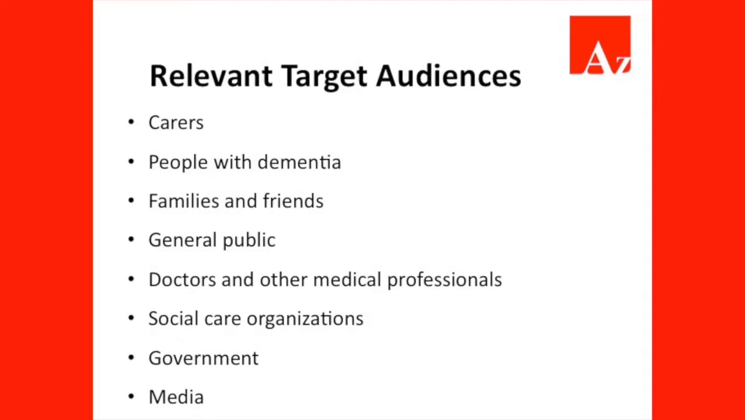So starting with identifying target audiences, there is a list of the possible target audiences that dementia associations can approach. Obviously are the people with dementia, the carers, families, friends, the general public, media, the government, other social care organizations, healthcare professionals, and any other person or group that you think might be helpful in your efforts.